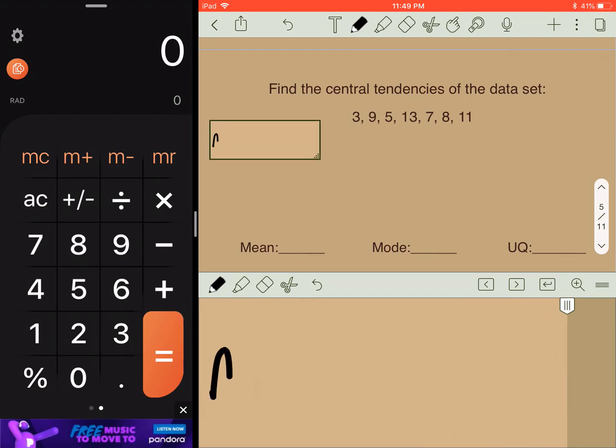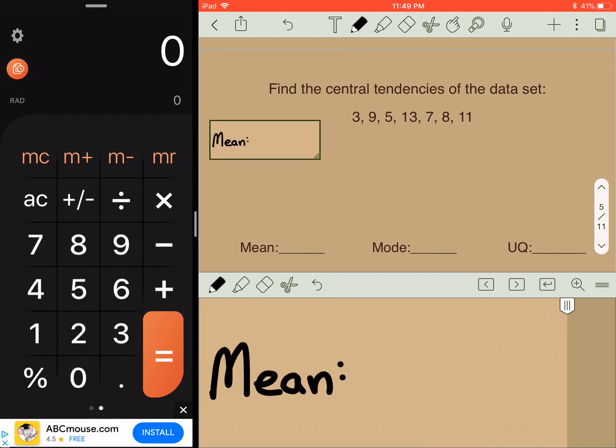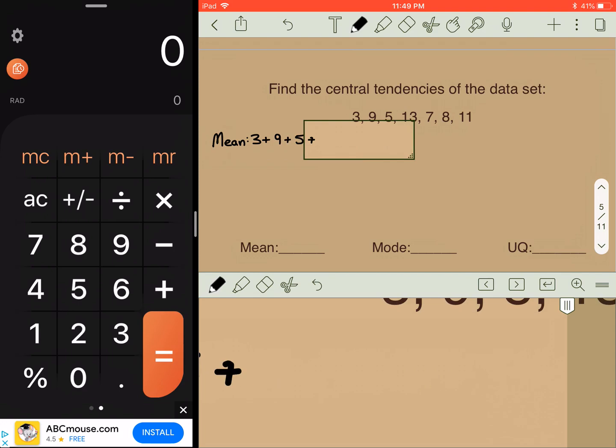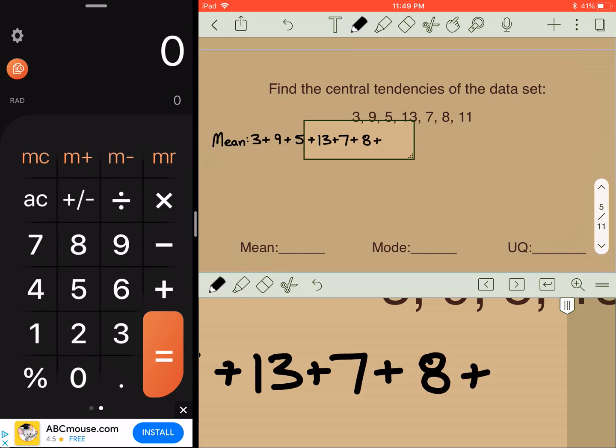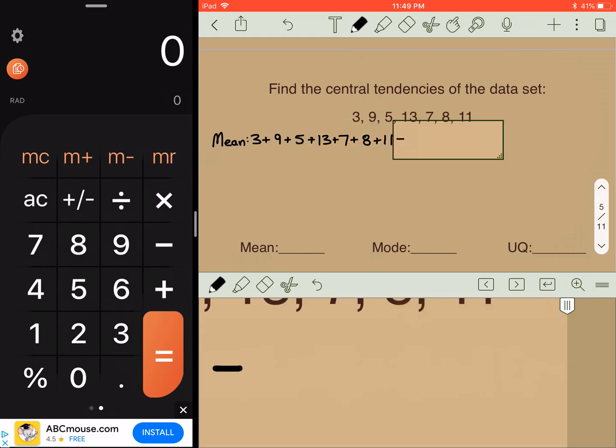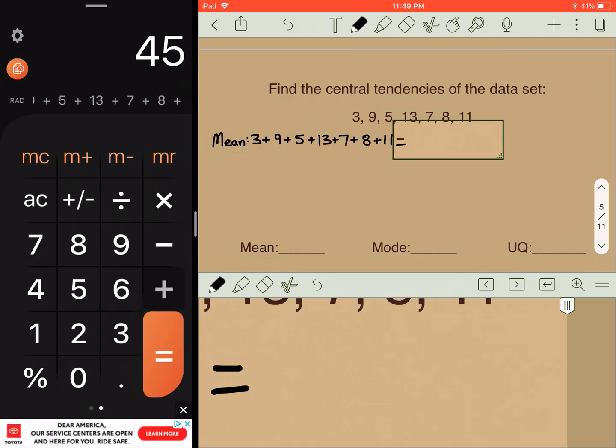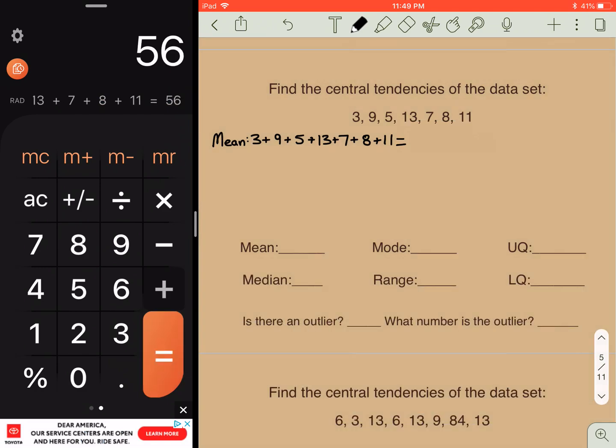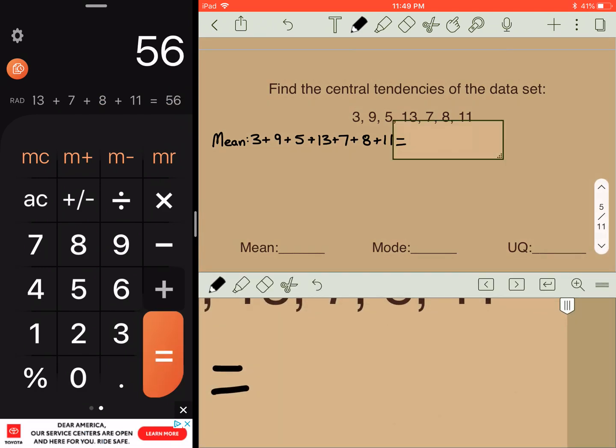So to find the mean, I would take 3 plus 9 plus 5 plus 13 plus 7 plus 8 plus 11. And that would equal, and this is where I don't want that quite yet. This is why I will let you guys use a calculator. So I'm going to my calculator. I'm going to say 3 plus 9 plus 5 plus 13 plus 7 plus 8 plus 11, and I get 56 as my sum of all those numbers.